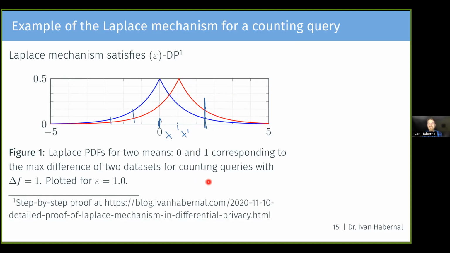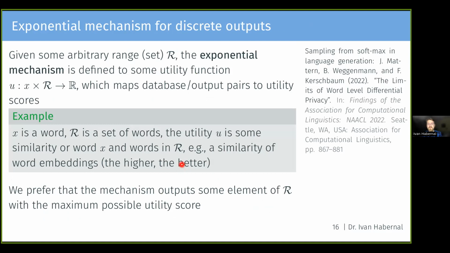And if you want to have a look at a formal proof, I put it on my blog here, so we can just read through the mathematics, and that it really holds for the Laplace mechanism. Another popular one for pure differential privacy is the exponential mechanism, and it's used, let's say, for discrete outputs.